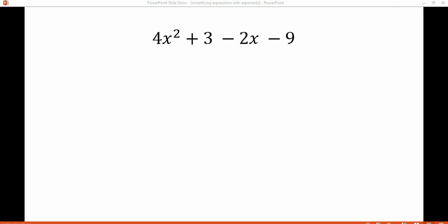Problem 3. First thing we're going to do, write this down. First thing we're going to do is change the subtraction to plus negative. And then what we're going to do is look and see what we need to add.